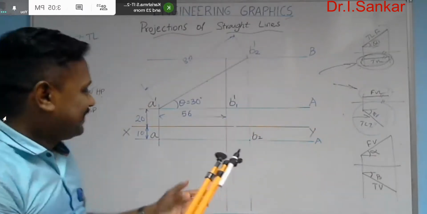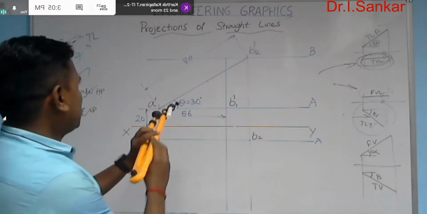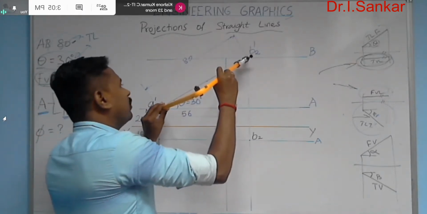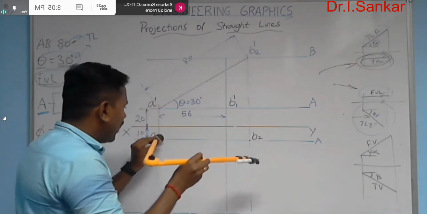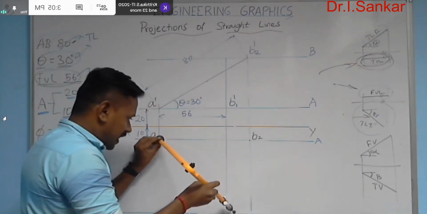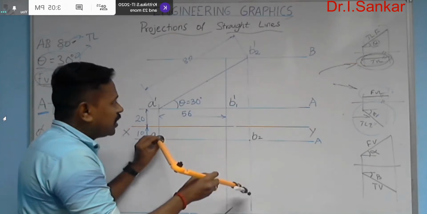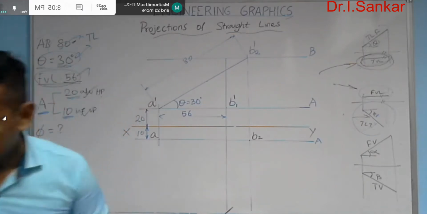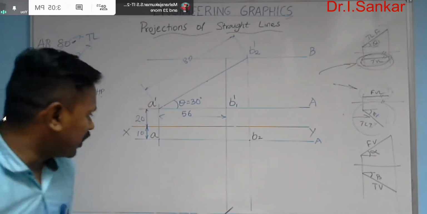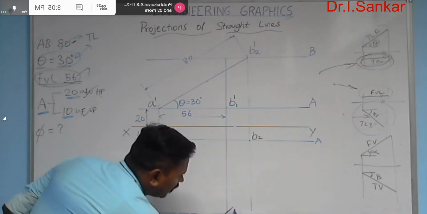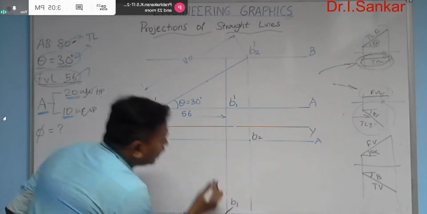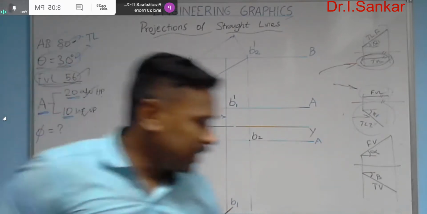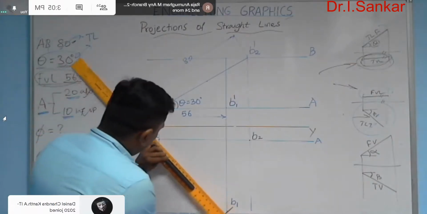Simply by using my compass, just measure the true length in our compass. 80 mm, I just measured it. From the point A, cut an arc in the projector of B1 dash. I think it is visible to you. Yes, here I just cut the arc. So this point will give you the location of B1, the pair of B1 dash. It's B1. And immediately you can draw the true length line in the top view.